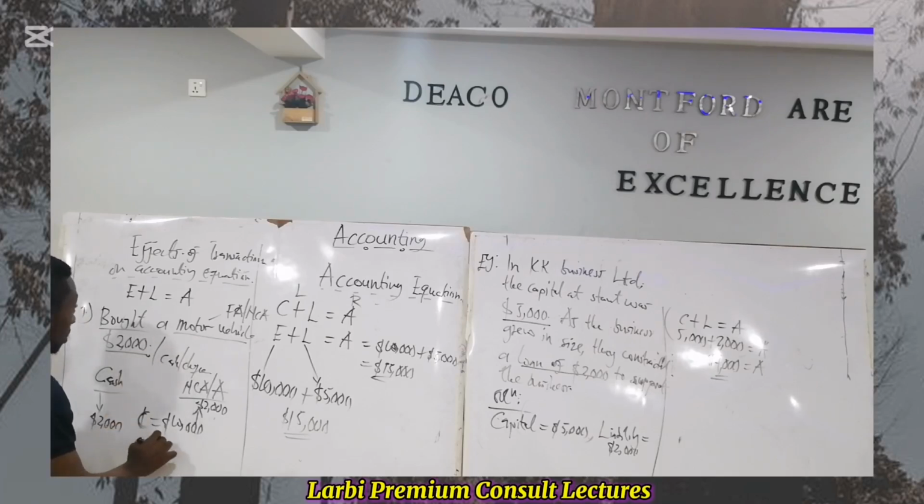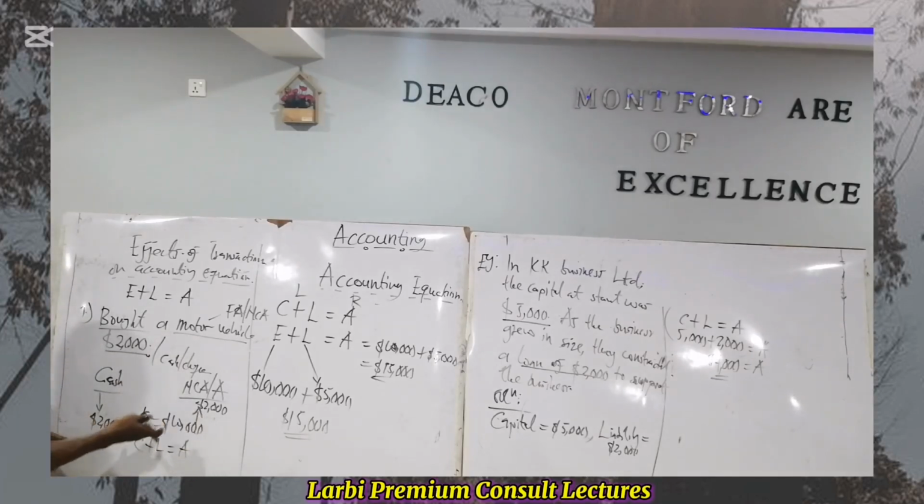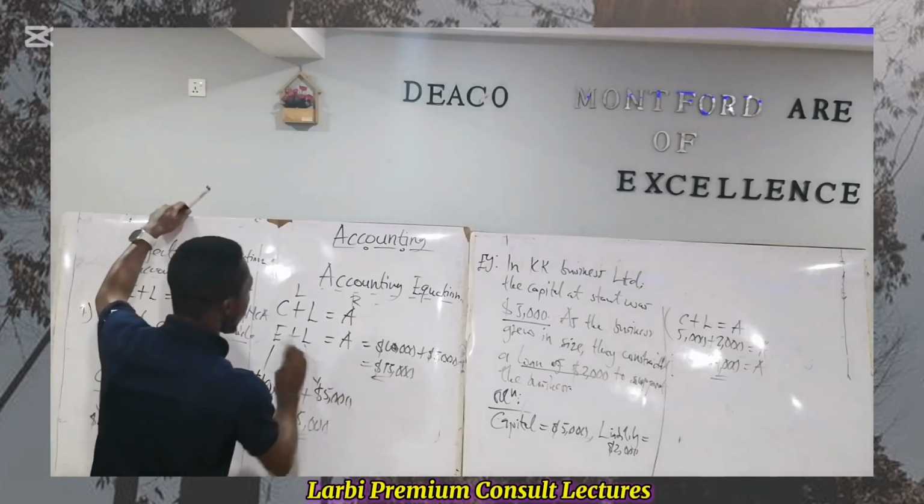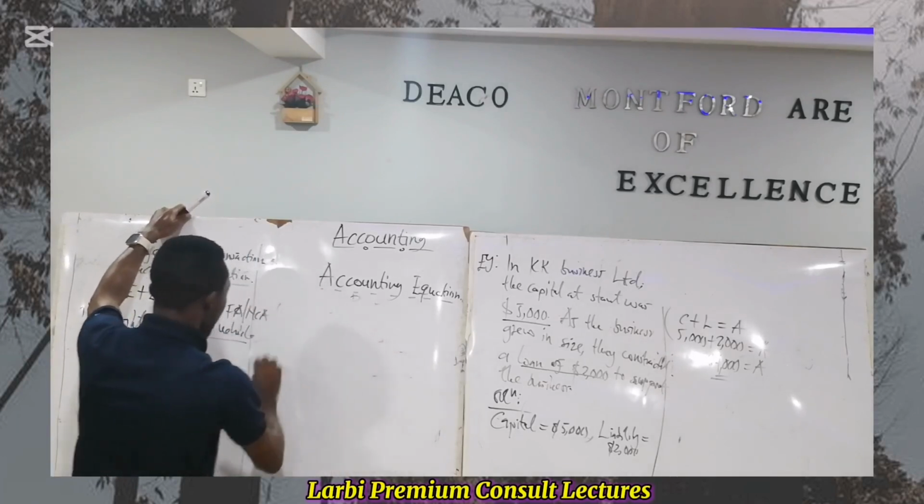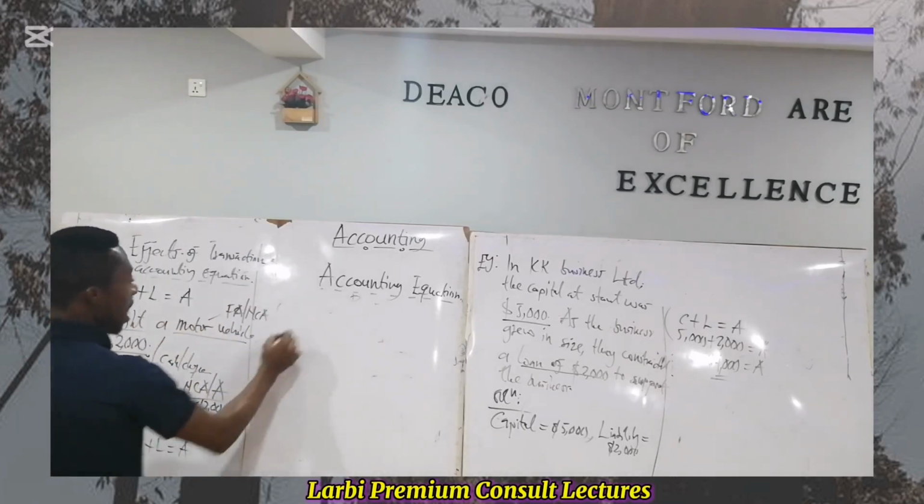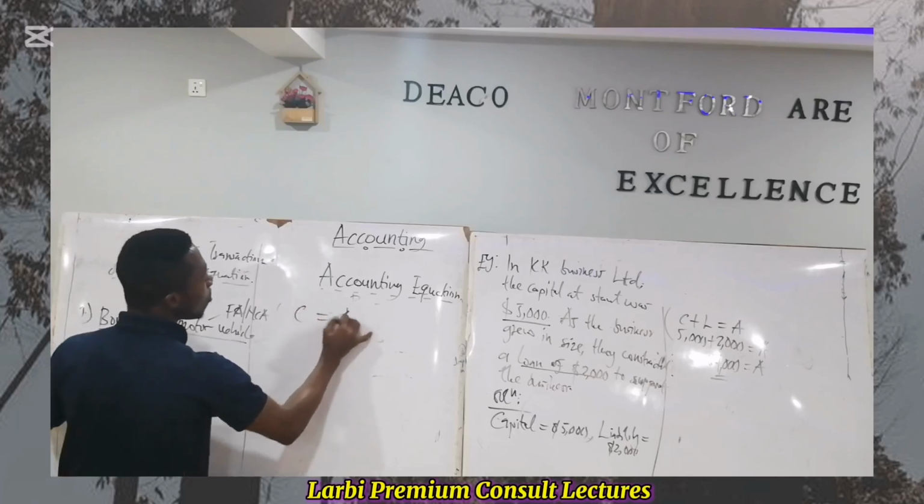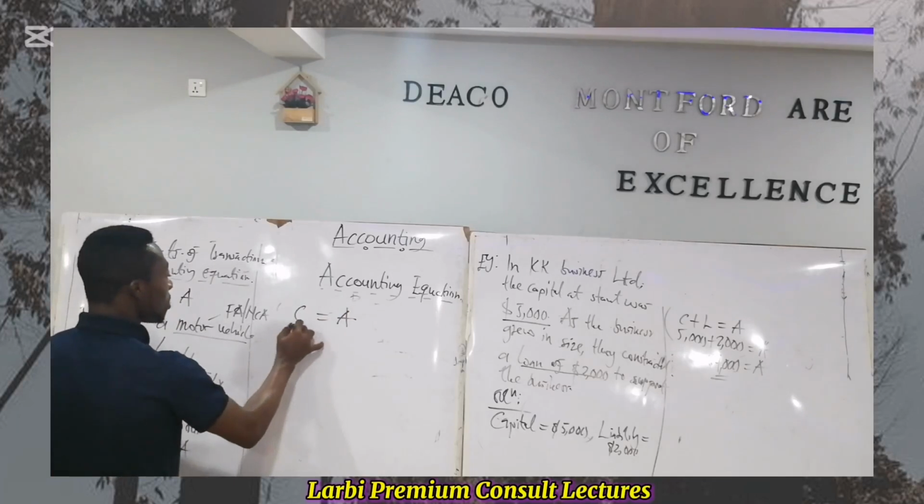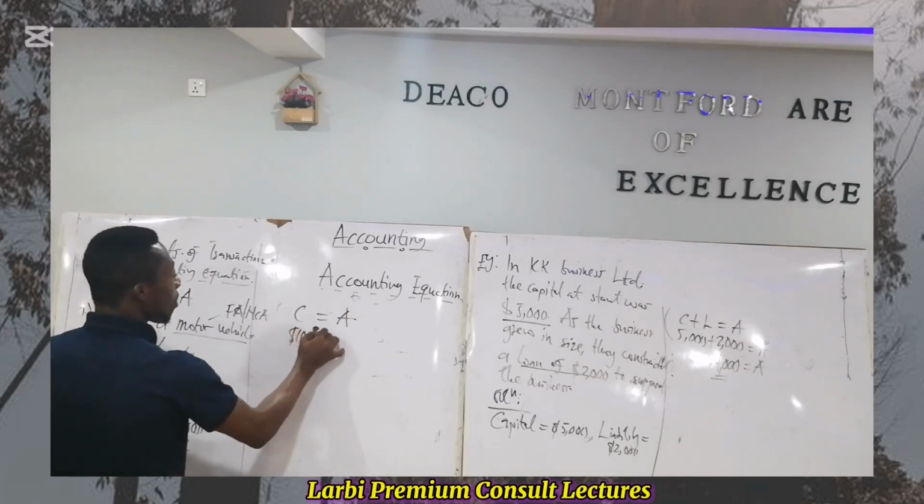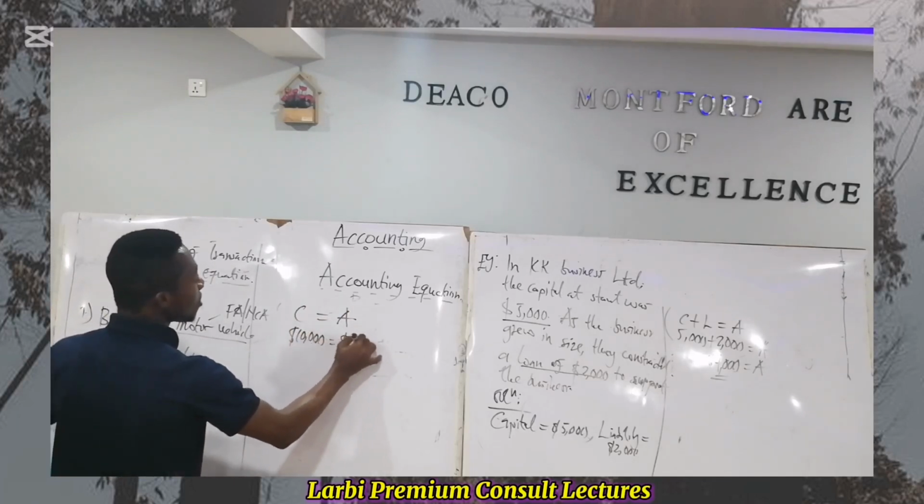So we have capital plus, let's say, liability being equal to the asset. At the beginning we said that since we started with a capital of 10,000, it means that here our capital is going to be equal to the asset. Our capital is going to be the asset. What we have here is 10,000, and we have here 10,000.